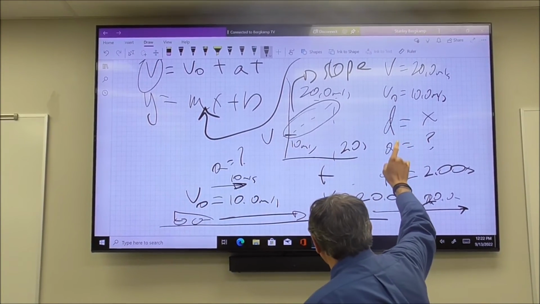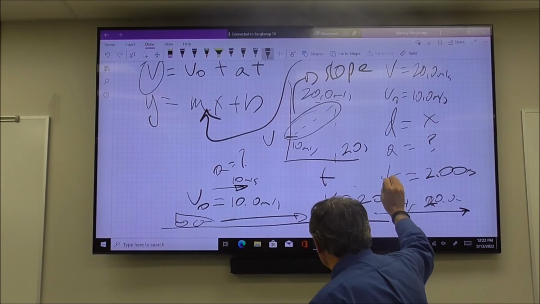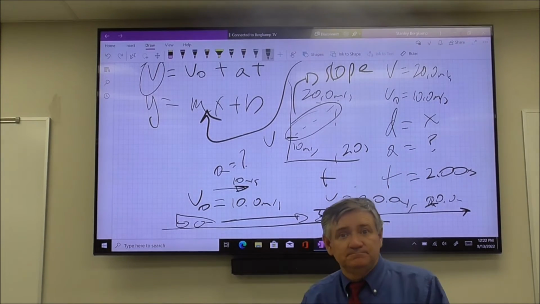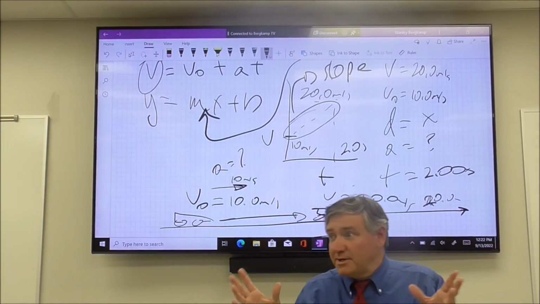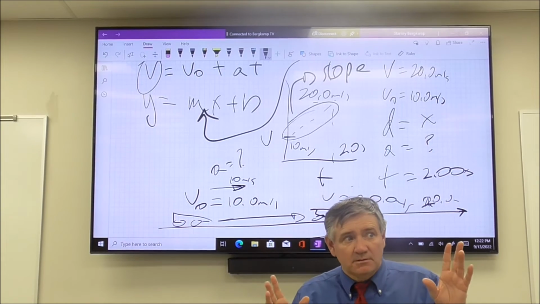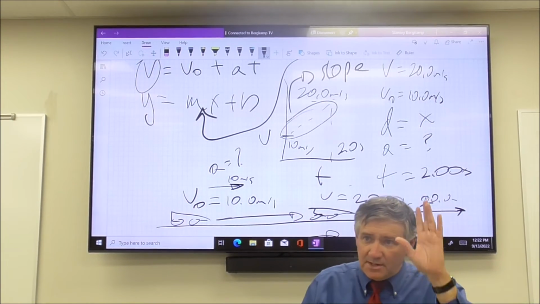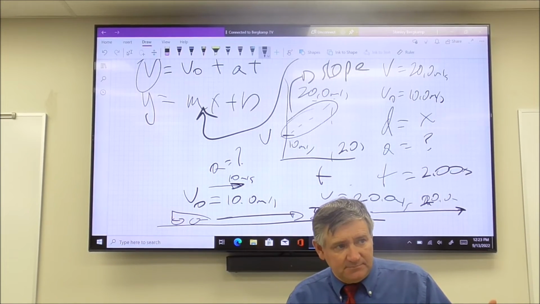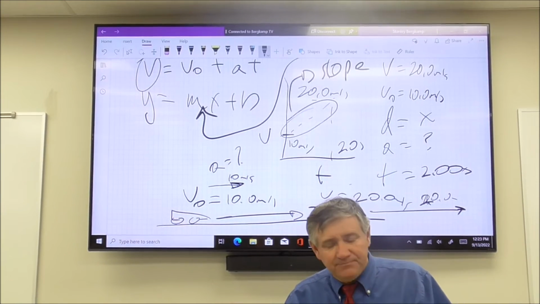I know my initial and my final velocity. I don't care about distance. My acceleration is my unknown variable, and I'm trying to find time. Okay, now I have the picture. The car is speeding up, so it has to have positive acceleration, a positive slope of the line coming up like that. I know my initial velocity and my final velocity, and I'm trying to find the slope of the line. I've analyzed this thing completely.